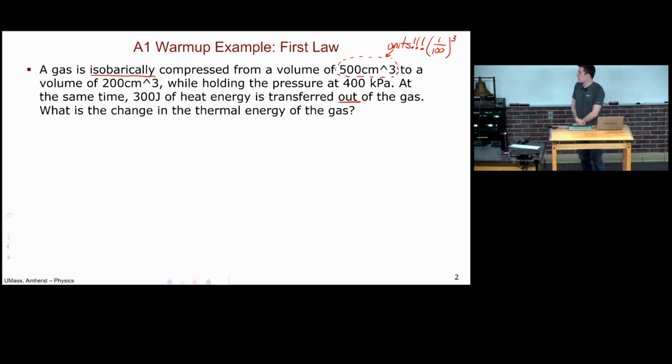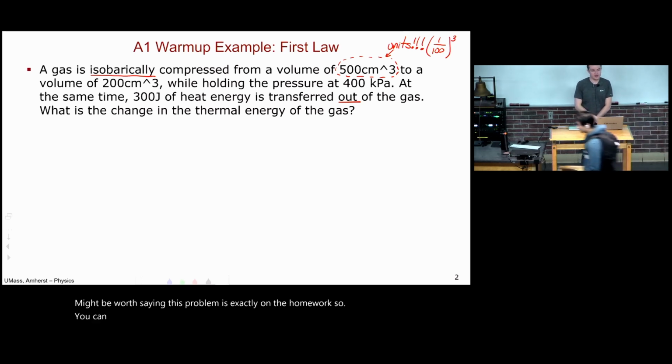Might be worth saying this problem is exactly on the homework, so you can basically do your homework right now by doing this.